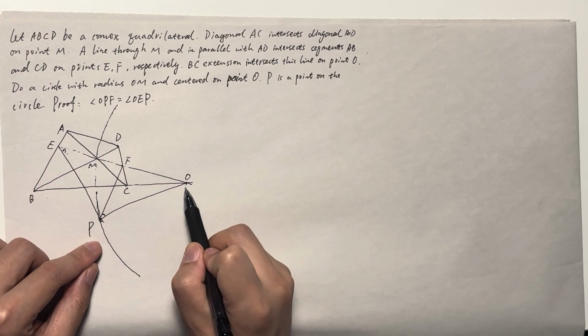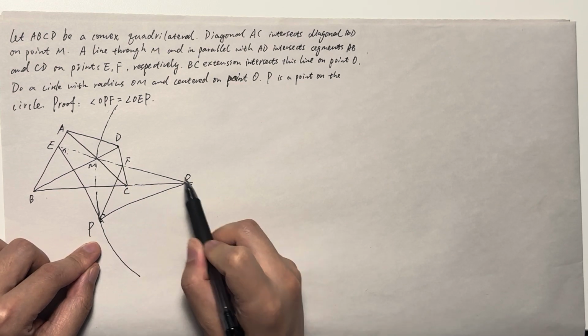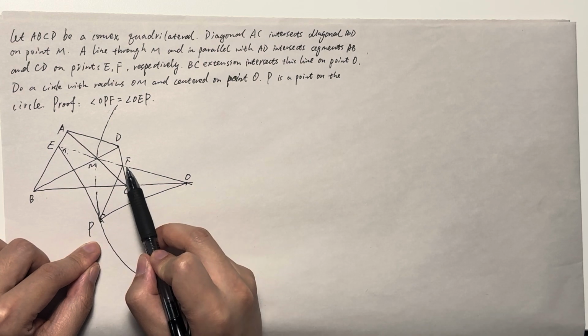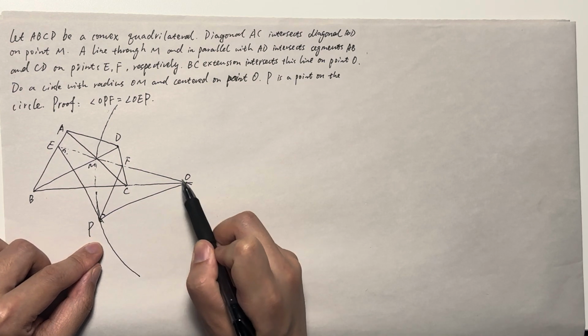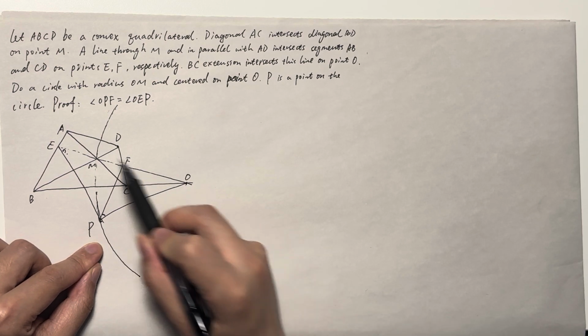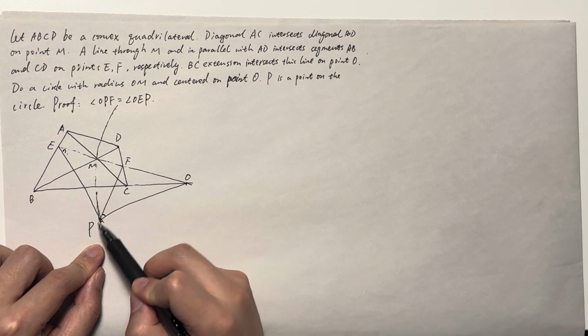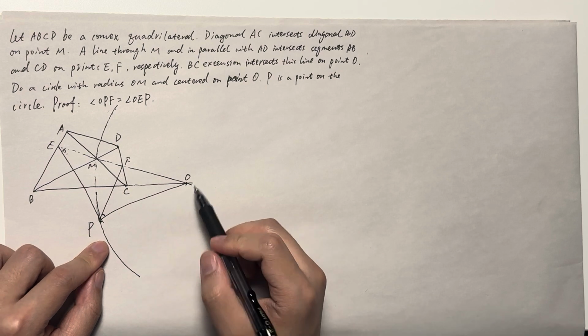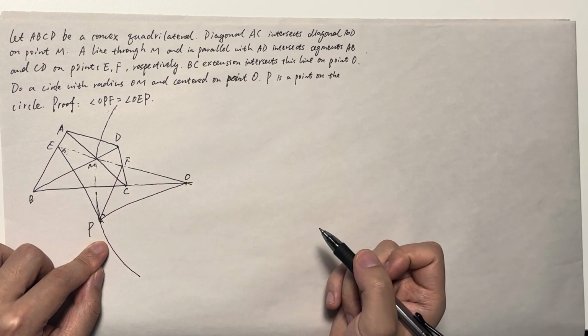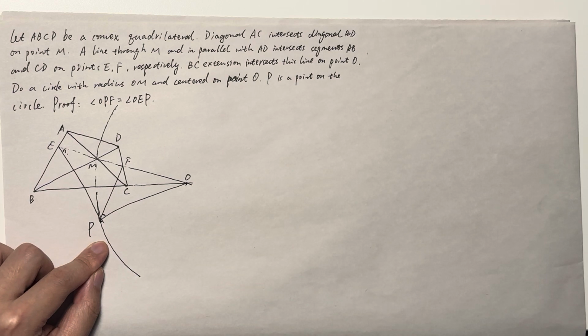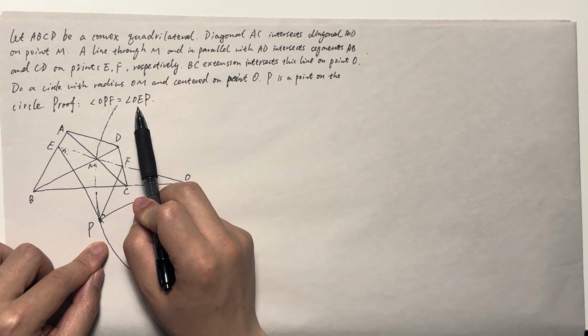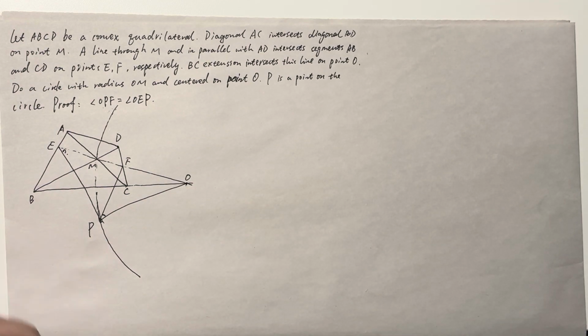We notice that because OPF equals OEP, and because the angle POF equals the angle POE, the triangle OPF is similar to the triangle OEP. So if we can prove these triangles are similar, then we can prove angle OPF equals angle OEP. That means we need to find another way to prove the similarity of these two triangles.